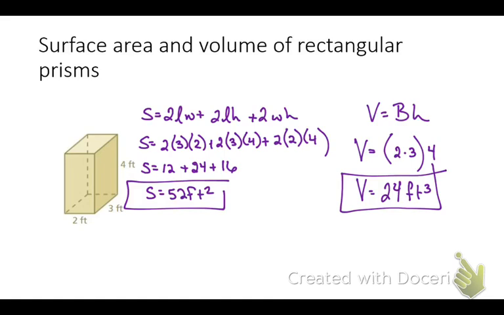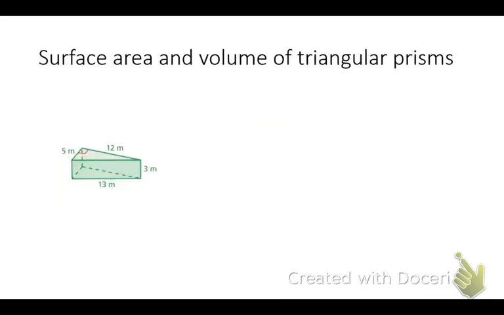All right, so now let's do triangular prisms. Okay, so a triangular prism is going to be a little different because my base is what shape? Triangle. It's a triangle. Okay, so the surface area equals 2 times the area of my base. Why would I multiply the area of my base times 2? Because I have 2 identical bases. Okay, so 2 times the area of my base plus the area of my lateral faces.